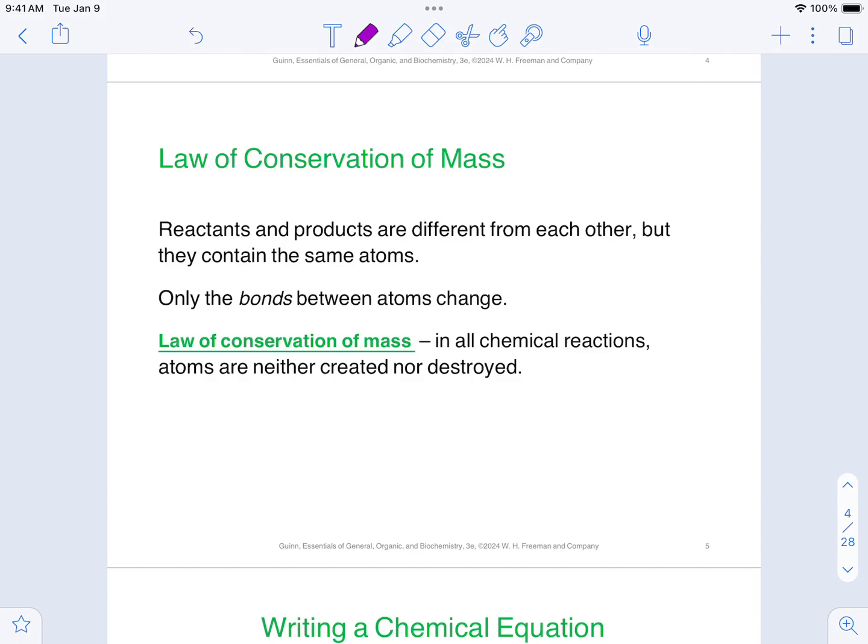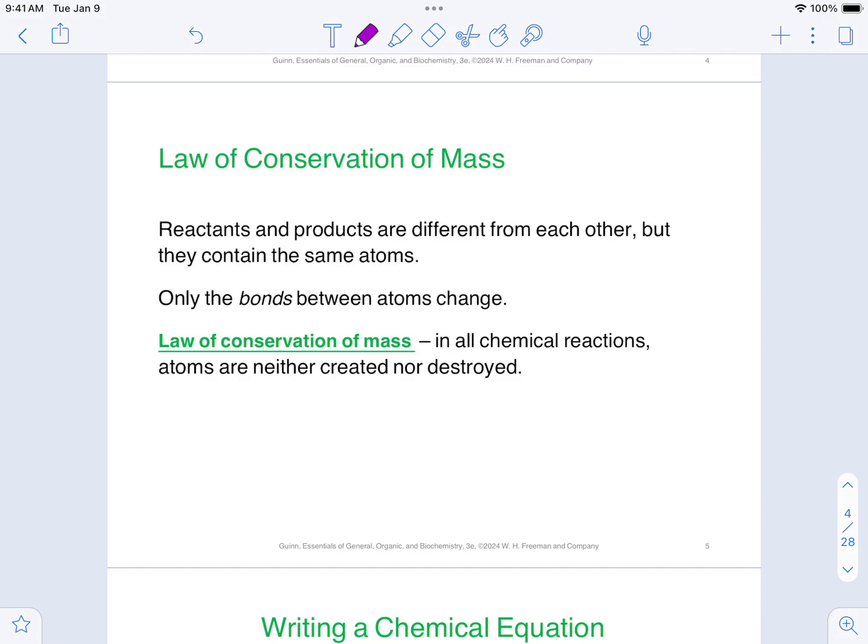This video is on writing and balancing chemical equations. This first law here is very important when talking about balancing equations, and it's a law you have heard of before, the law of conservation of mass. What this is saying is that in all chemical reactions, atoms are neither created nor destroyed. Atoms may switch positions and may switch to what atoms they are bonded to, but you still need to have the same amount in your reactants and your products.